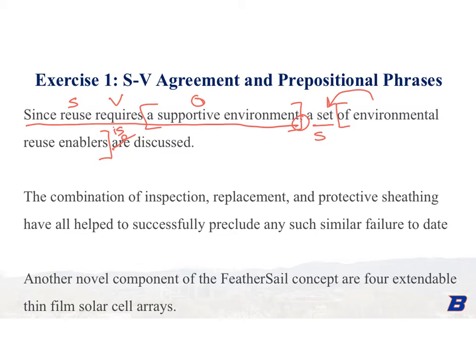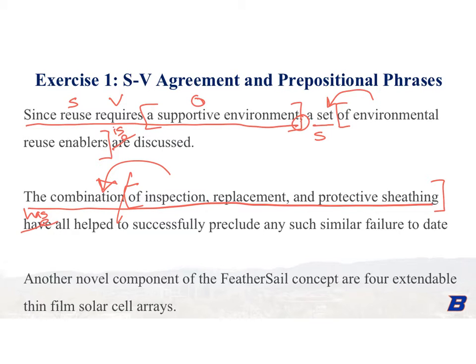So the next one, "the combination of inspection, replacement, and protective sheathing." This is all your subject. It's all one big subject. So if we want to break it down, "of inspection, replacement, and protective sheathing" is the prepositional phrase that's describing the combination. So you would split it between the combination and the rest, and once you remove that, you have "the combination have all helped," and there again you see the error. So it'd be "has all helped" because the verb is singular, because combination is the actual subject of the verb.